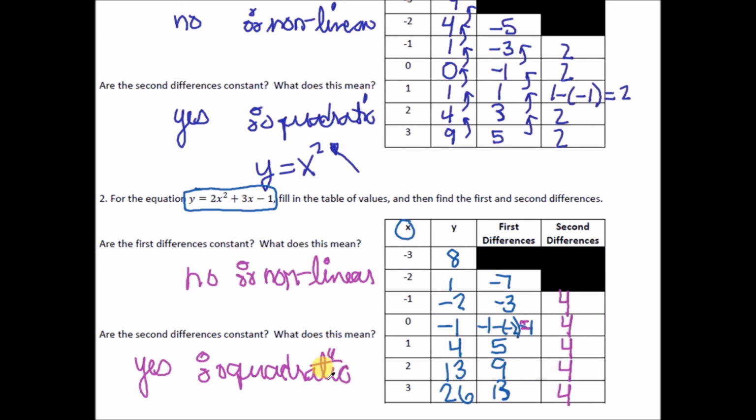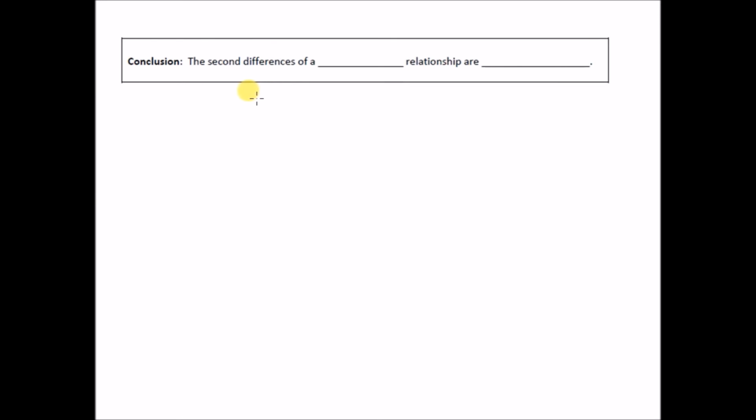So what can we conclude? Quite simply, the second differences of a quadratic relationship are constant. That's our conclusion.